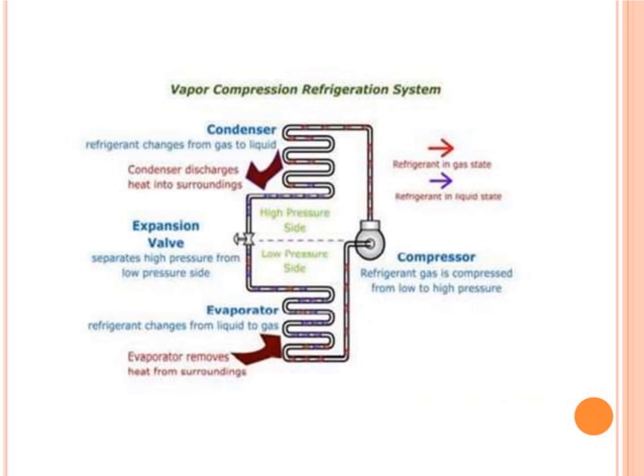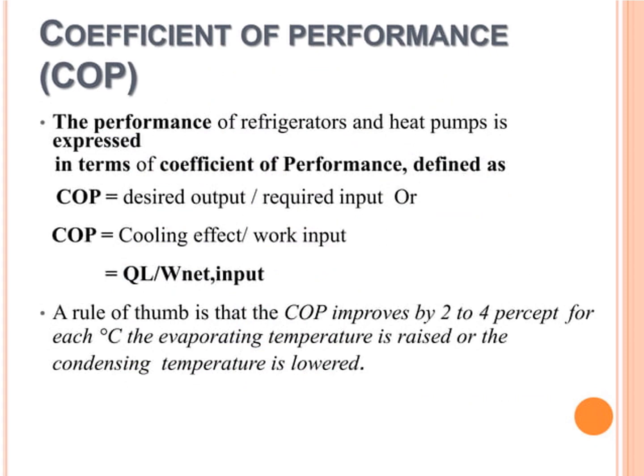So this compressor, condenser, expansion valve and evaporator is a cyclic process in a refrigeration system. So this is known as the refrigeration cycle. We can calculate the performance by using the coefficient of performance, that is COP. The performance of refrigerators and heat pumps is expressed in terms of the coefficient of performance, which is defined as the desired output, that is Q2, divided by W, that is work input.